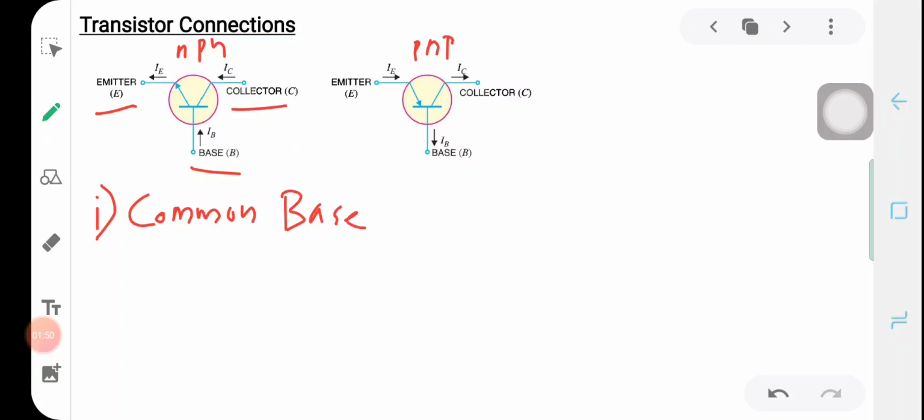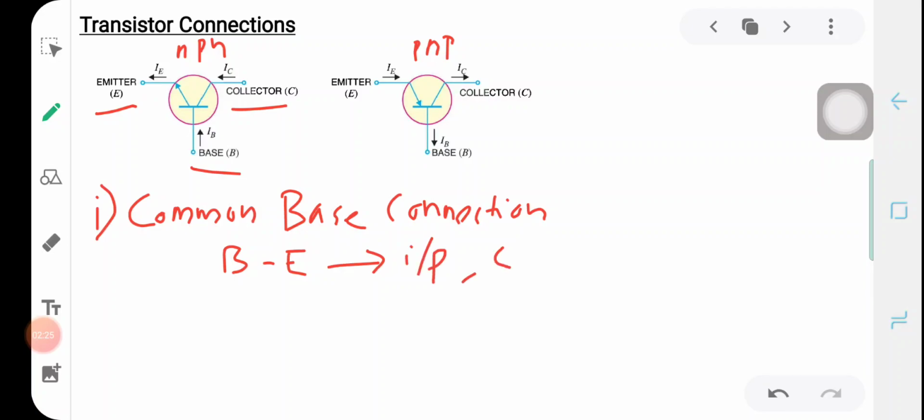In this one, the base is common to both input and output of the circuit. Here the emitter is taken to be the input and the collector is taken to be the output of the transistor. That means in the common base connection, the base emitter junction is the input terminal, and the collector base junction will be the output terminal.